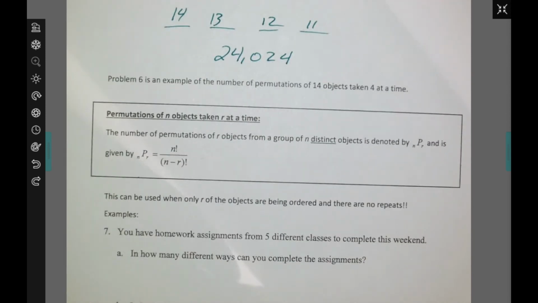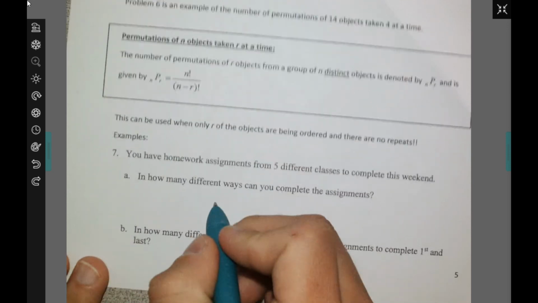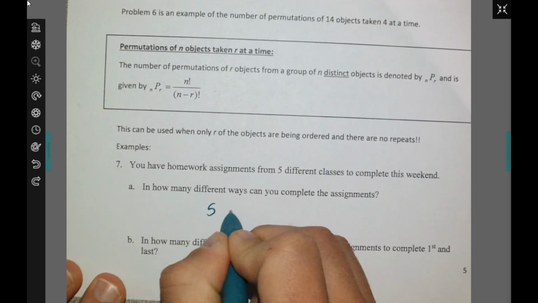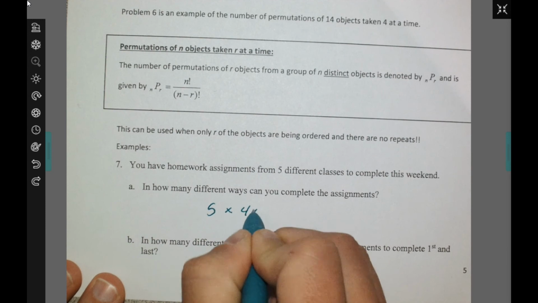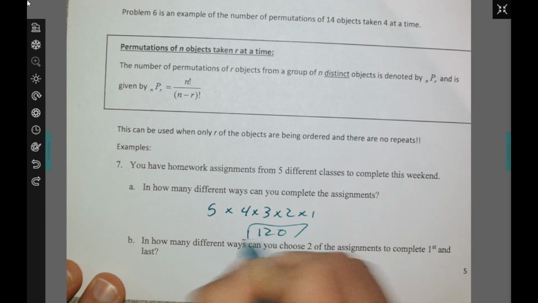All right, permutations of certain objects taken a few at a time. So here we have 5 different homework assignments. For example, 7A: how many different ways can you complete them? So it's the same as the problems we've been doing. You start off with 5, and then 4, 3, 2, 1. Multiply it out, gets me to 120.